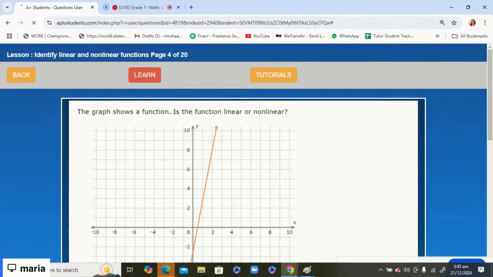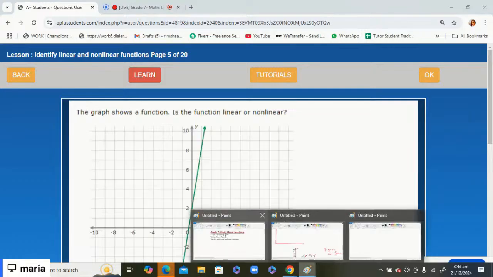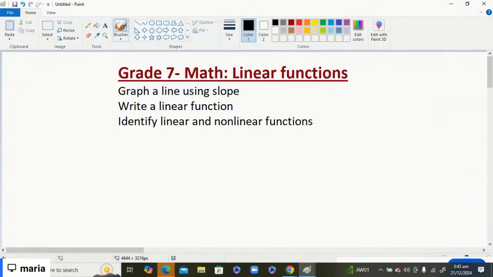Hope you guys understand this lesson. So today we discussed grade 7 maths. The chapter we discussed is linear functions, and here is the list of the lessons. The first lesson is graph a line using the slope. The second lesson is write a linear function, and the third lesson is identify the linear and non-linear functions.